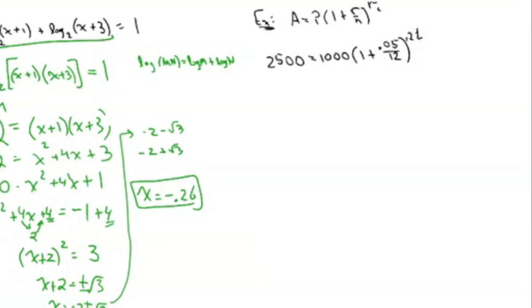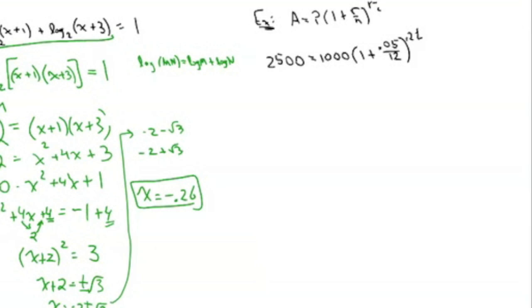So this one is saying, if I start with $1,000, how long will it take until it becomes $2,500? So I want to solve for t. The problem with t is it's up in the exponential position. So what is the first thing that we can do to get t a little bit more by itself?